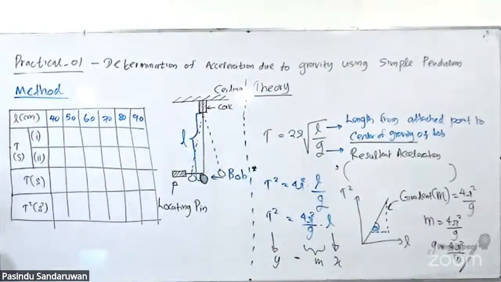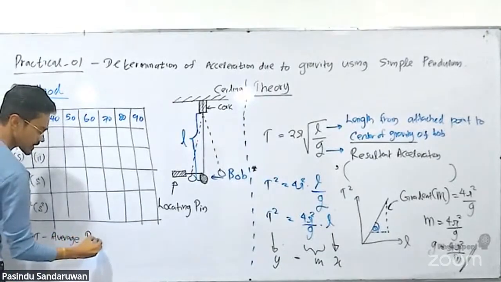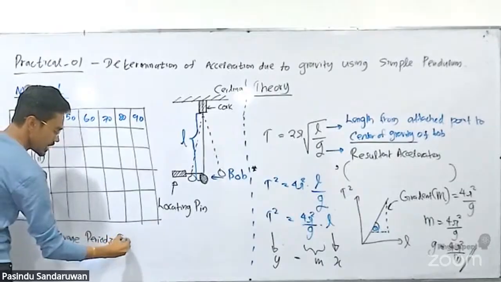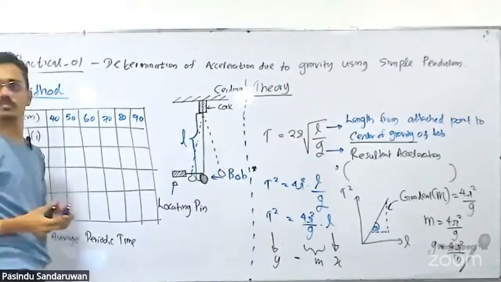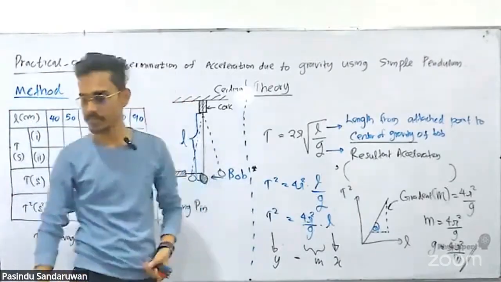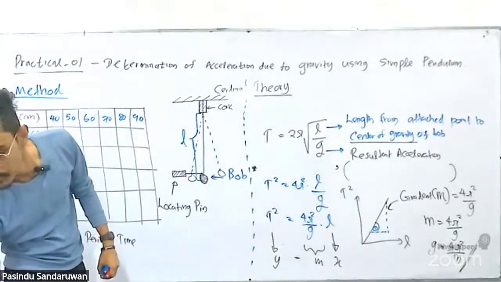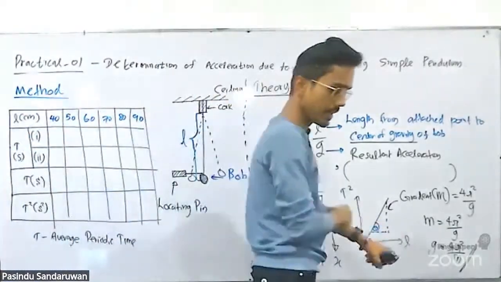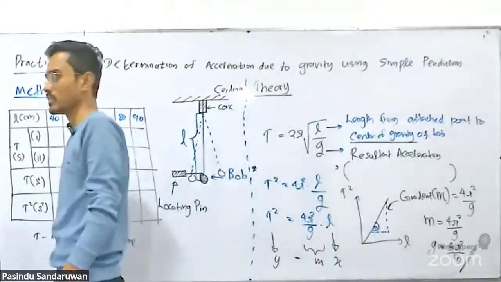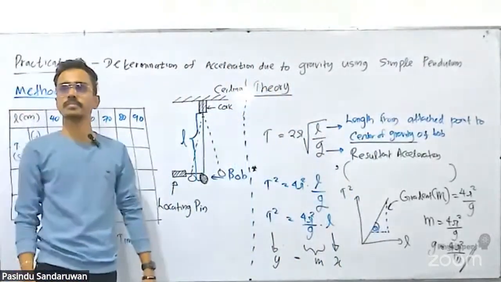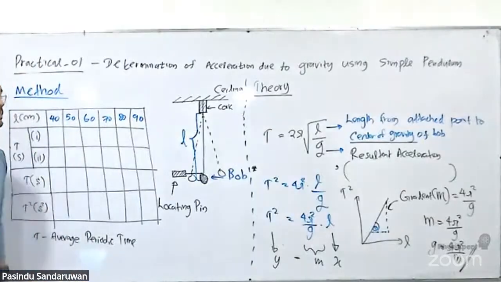I mention here: T, average periodic time. Average periodic time. Alright, take it down.